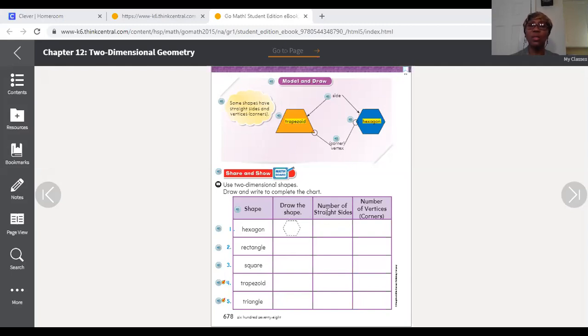Here they want the what? The number of straight sides. And guess what they want here? The number of vertices. Didn't we just learn vertices from Mr. Jack? Yes, we did. So if you have to rewind back to Mr. Jack to figure that out, you do that, okay?